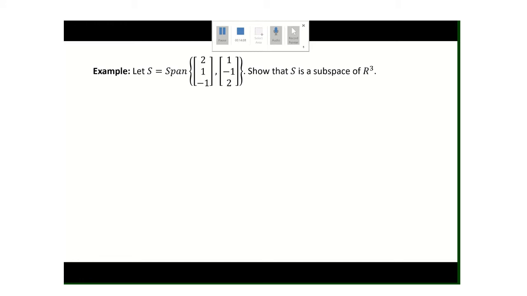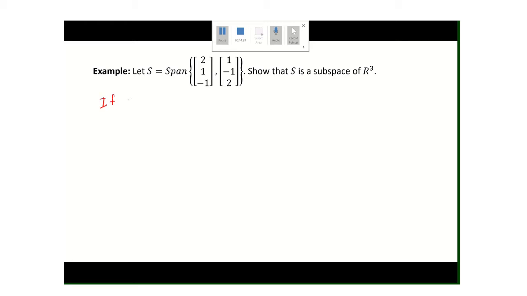Now we're going to look at another one. We're going to let S be the span of two vectors, and we want to show that S is a subspace of R3. So first off, remember what a span is. The span is all the linear combinations of the vectors in there.